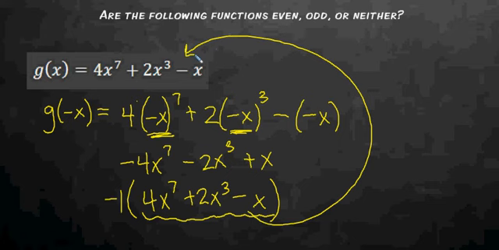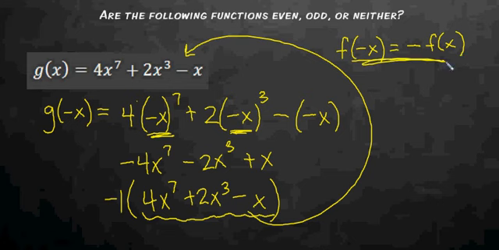If after I GCF'd out that -1 the inside that I have is now identical to my original function, then we can say that f of -x is simply the opposite of my original, right? I'm just taking -1 times my original. If that is the case, then we can say, yes, it is odd.